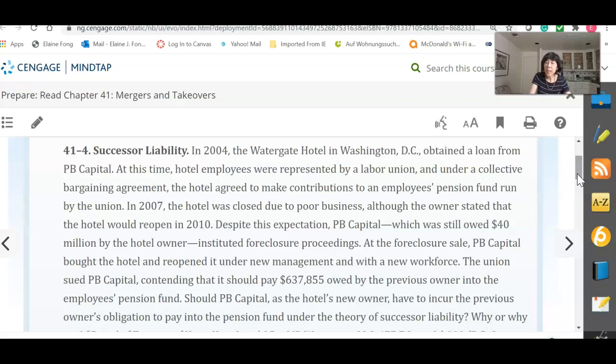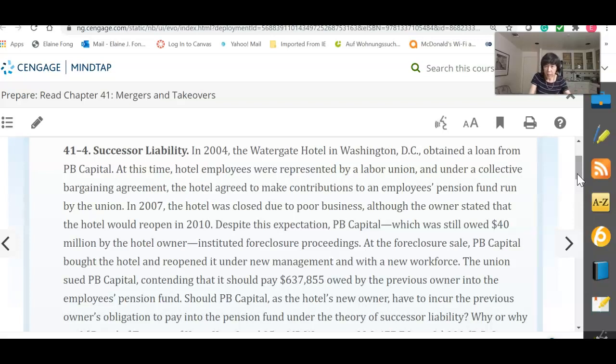So in this case, what do you see going on? Well, you see a hotel that was shut down. You see that it was sold at foreclosure, and that's just a process that's used when you have a borrower who has used the hotel as security, who cannot make the payments on the loan and now has to forfeit the hotel at a sale called a foreclosure sale. All right, so it's sold. PB Capital takes it on, and after a couple of years reopens it.